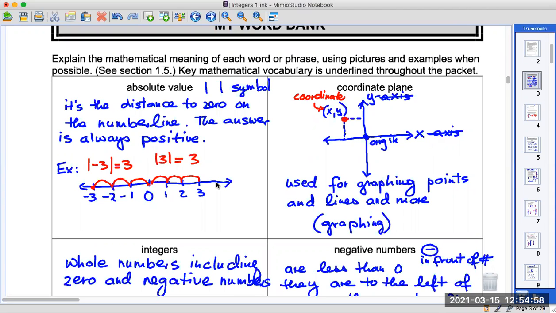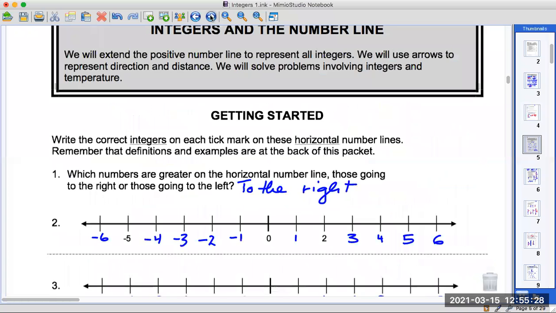No. Can you drive -3 miles? Abby says no. Can you walk -50 steps? Unless you walk backward, but I'm talking about normal movement. No, so the distance is always positive. Well, that's why the absolute value is positive, always, because it's a distance to zero on the number line. Does everybody understand that, what I'm saying? Yeah, let's go back to that page.